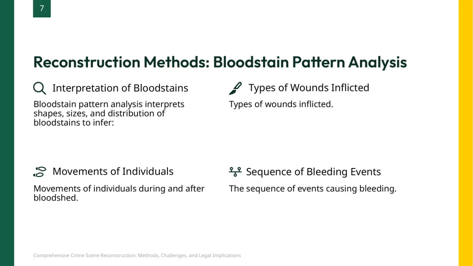Bloodstain pattern analysis is a critical tool in crime scene reconstruction. By carefully examining the shapes, sizes, and distribution of bloodstains, we can gain valuable insights. First, it helps us understand the types of wounds inflicted, which can indicate the kind of weapon used or the nature of the attack. Additionally, bloodstains reveal the movement of individuals during and after the incident, showing us how people moved or interacted with the space.